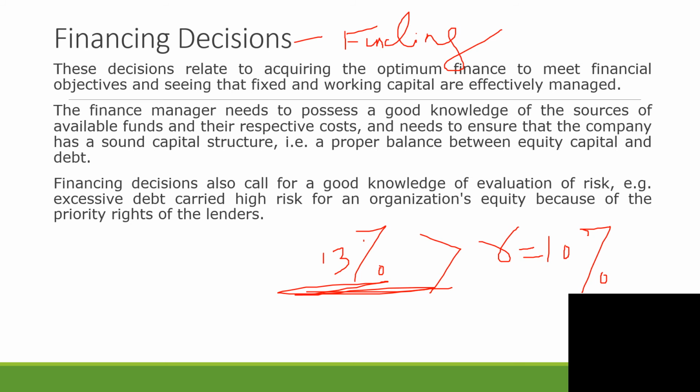Financing decisions also need the financial manager to have a good knowledge of evaluating risk. If you undertake excessive debt, this means maximum risk for shareholders, which they don't like. So you have to keep a balance between debt and equity. Too much debt might be harmful for the valuation of the firm. So financing decisions have to be delicate, keeping in mind the long-term objective of value maximization, wealth maximization, and minimizing the risk at the same time.